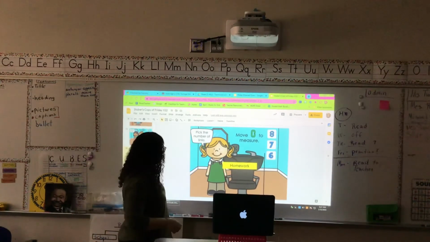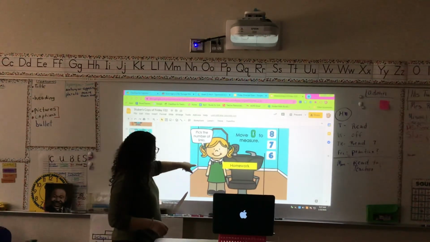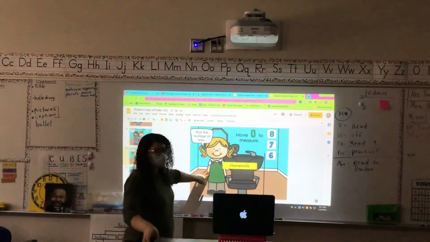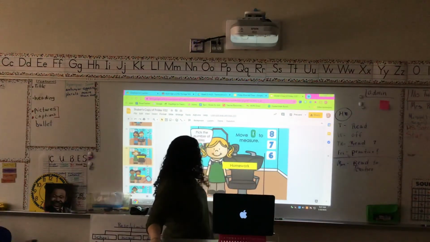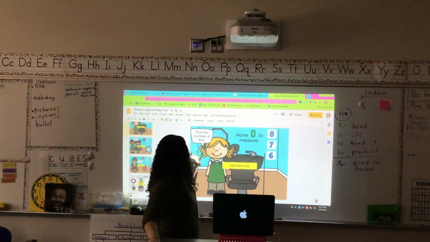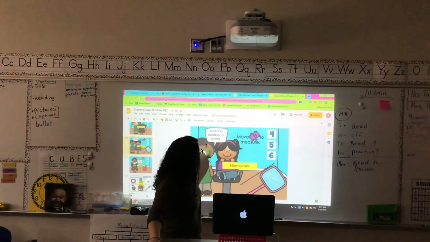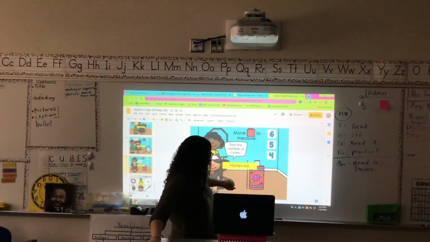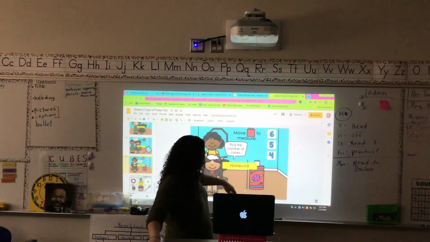Homework. Are they doing this for homework? Yeah, they're gonna do this for homework. Okay. So for homework tonight on Google Slides, or this, is it? Yeah. For homework, you're gonna drag, what are they dragging? Yes, like they're dragging whatever they're measuring with, like we did in class.